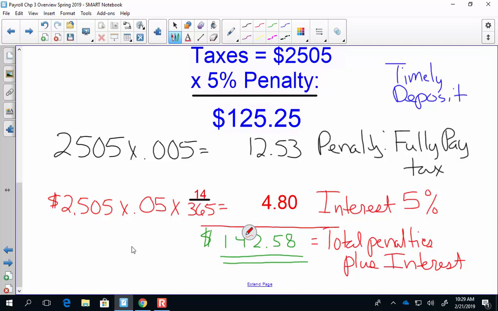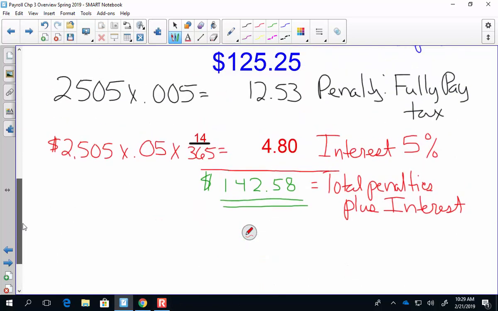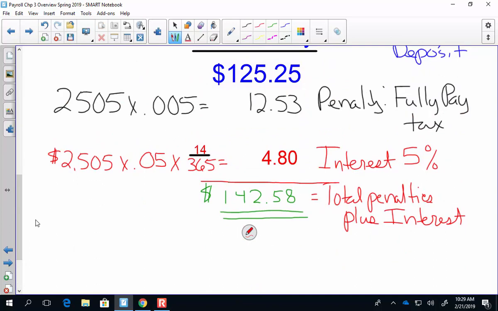So you can see real quick that, as you're going along here, on a small $2,500 deposit, you're going to owe another $142.58 in penalties and interest. So if you think about it, most employers are at a much larger amount, and that's why the penalties are so severe. And that's just for being 14 days late. It's not like you didn't do it at all. So that's why it gets very expensive very quickly.